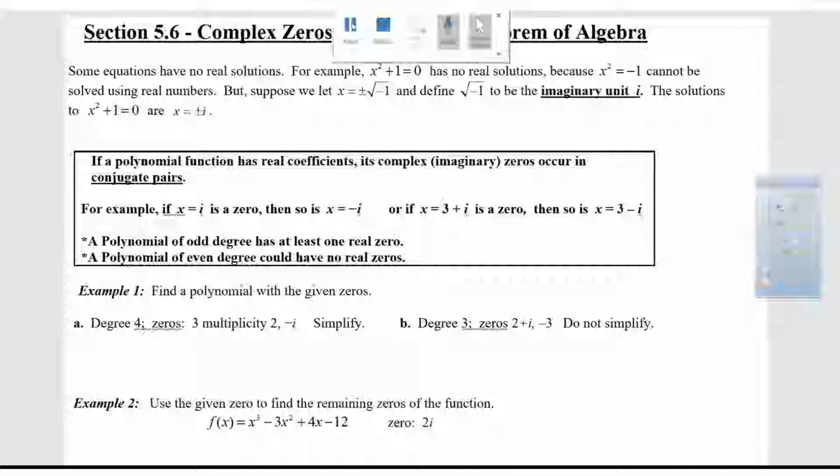Okay guys, so this is lesson 5-6. It is very similar to lesson 5-5. So just a little bit different. Really the only difference is when you find your solutions and you use the quadratic formula, you're going to end up with some imaginaries. So basically it's just imaginaries. Okay, so let's go ahead and start.